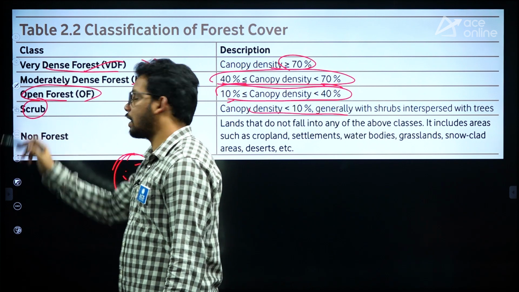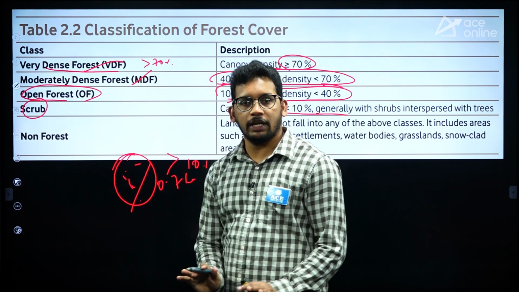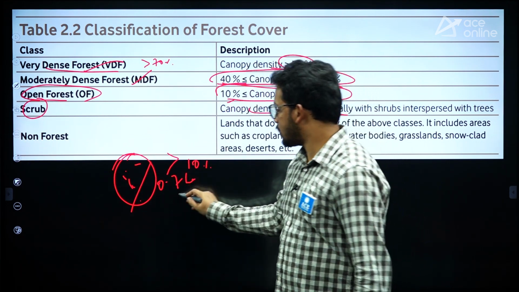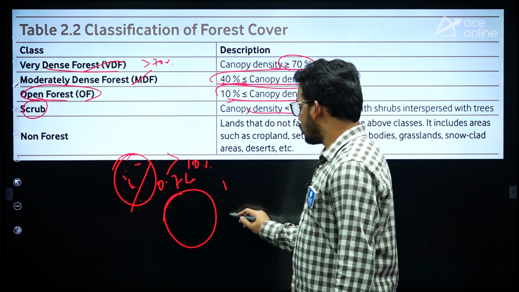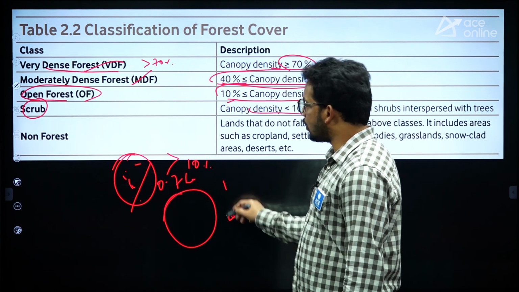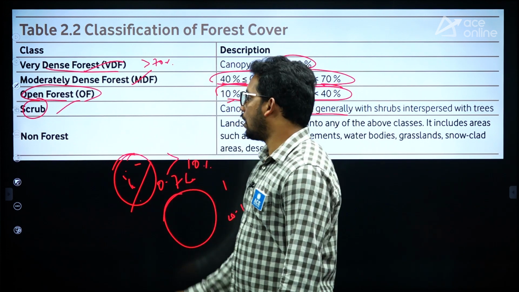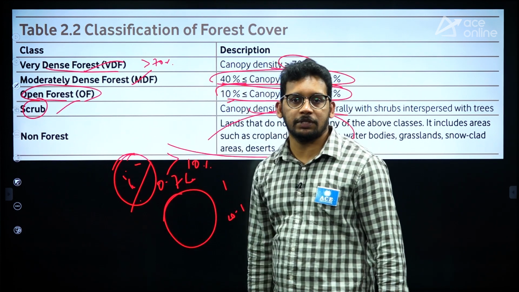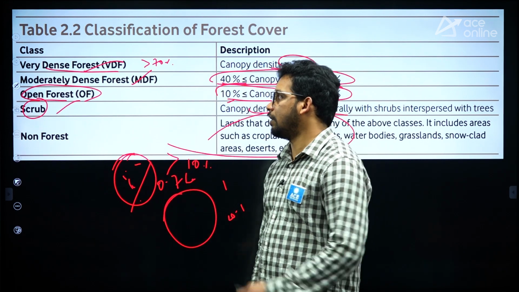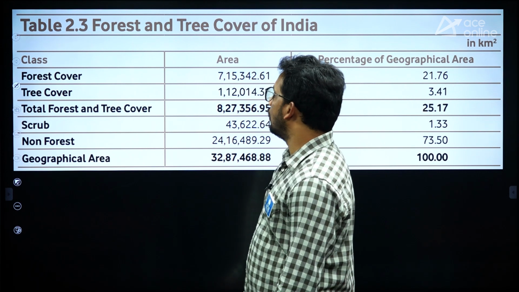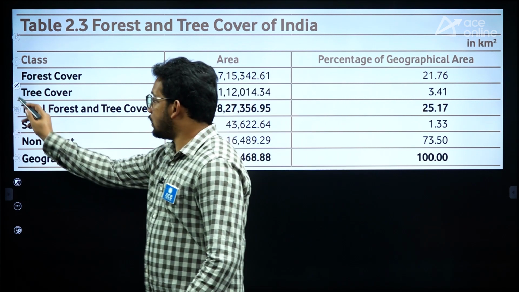So it is called scrub. Still there is a green cover of less than 10%. Let's say we have taken 1 hectare, so in less than 0.1 hectare we have some green cover, then it is categorized as scrub. And finally, non-forest, which does not come under any green cover. These are the classifications. Now, let's see the numbers.